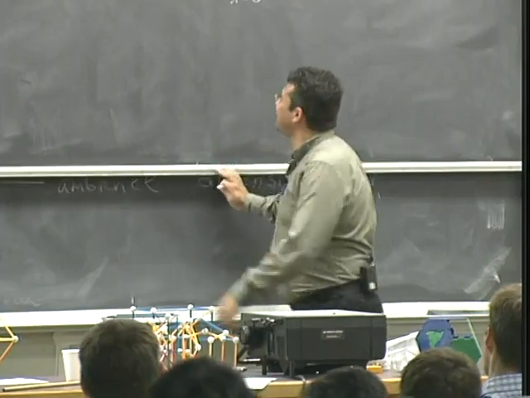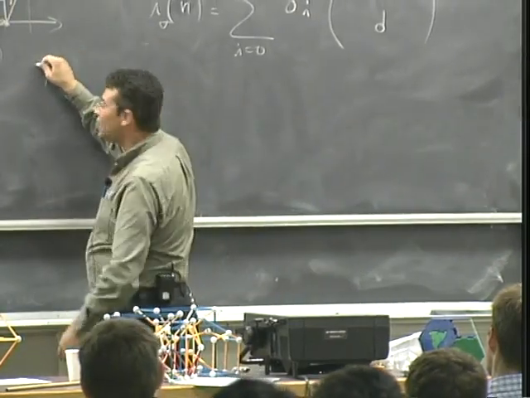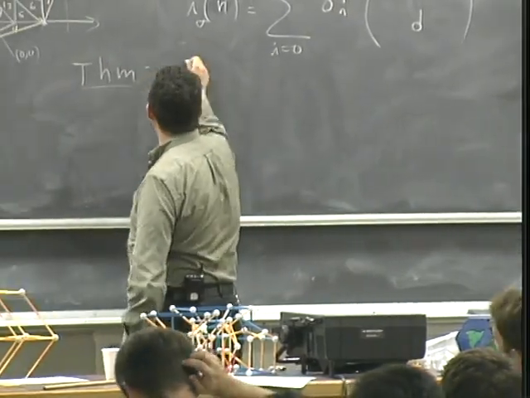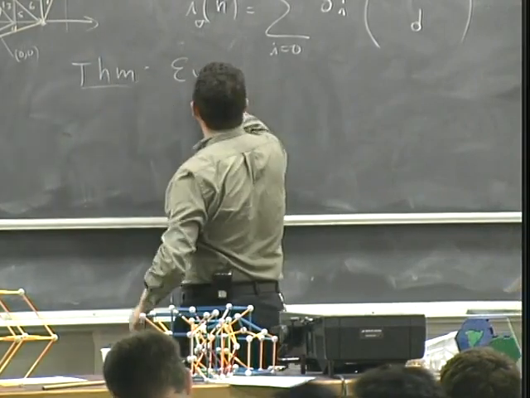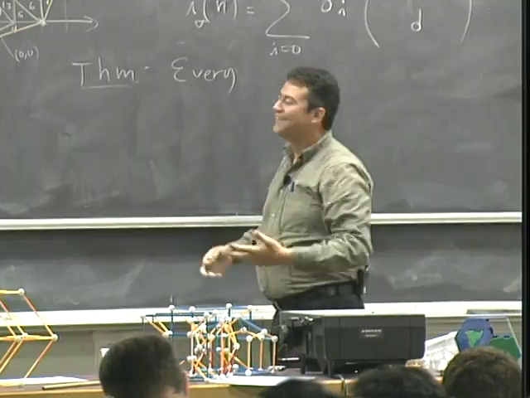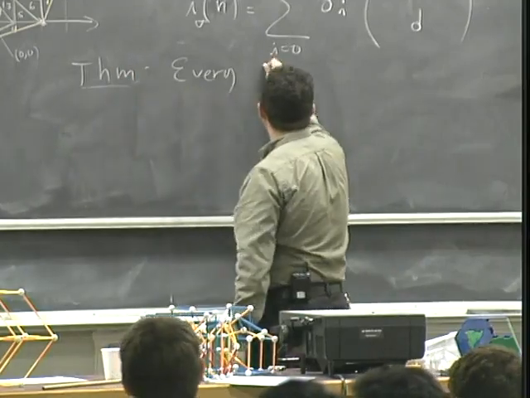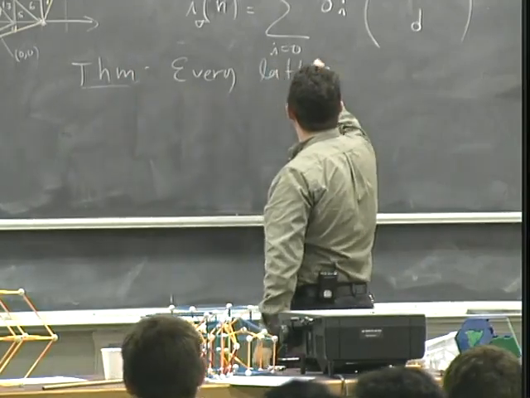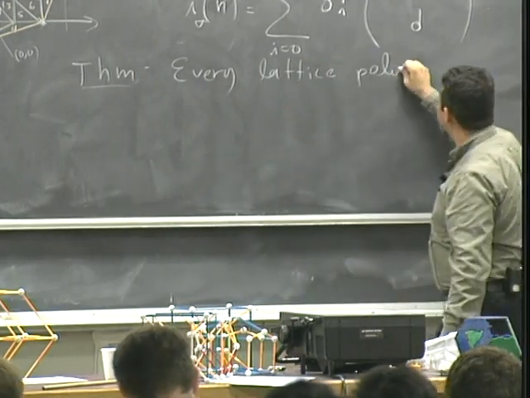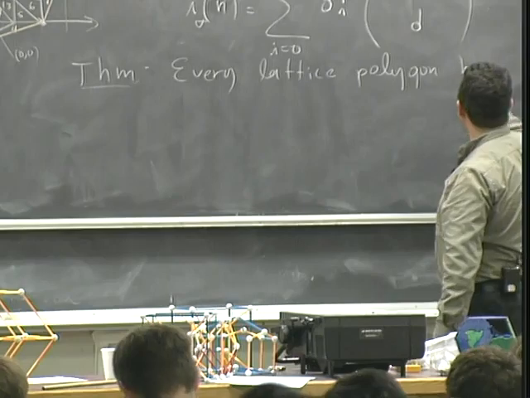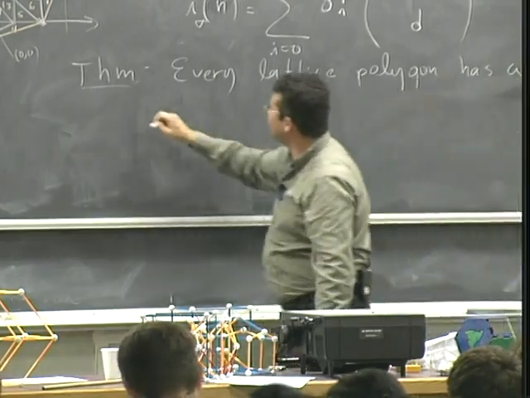Okay, so the theorem is that every lattice polygon, and here is the example, proof by example. Every lattice polygon has a unimodular triangulation.